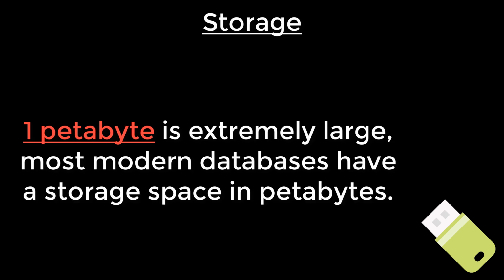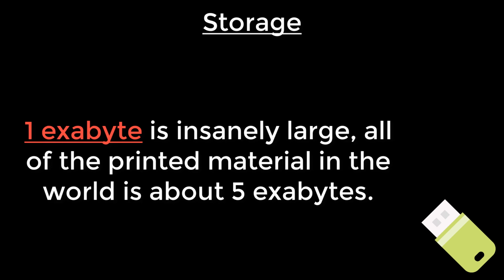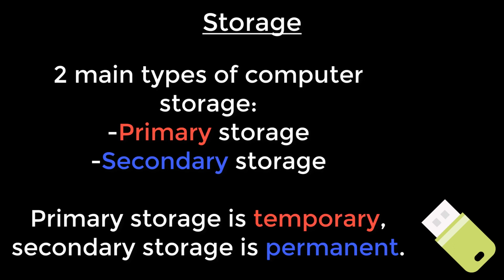A petabyte is an extremely large unit of storage. In today's world, databases commonly have a storage capacity of petabytes. An exabyte is an absurdly large storage capacity. To give you an idea of just how large an exabyte is, all of the printed material in the world represents about 5 exabytes. There are 2 main types of computer storage: primary storage and secondary storage.